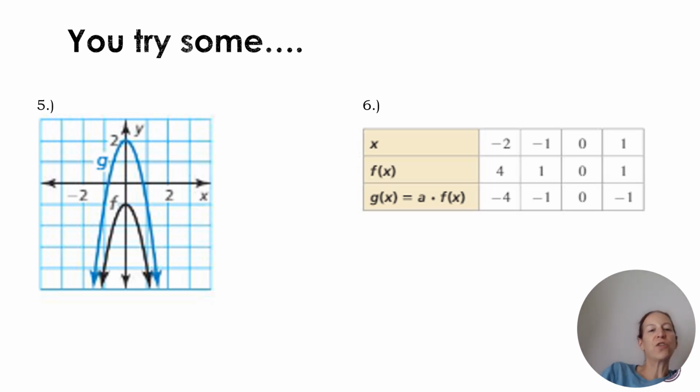Okay, so for this first one, remember F is the black function and we have the blue function. And this is where you just want to look carefully. You might say it's dilated, it's getting wider, but remember that parabolas get wider the further out you go from the vertex. And so that piece where it looks like G is wider than F, it's not because it was dilated, it's because you're further away from the vertex, which means that it will be wider.